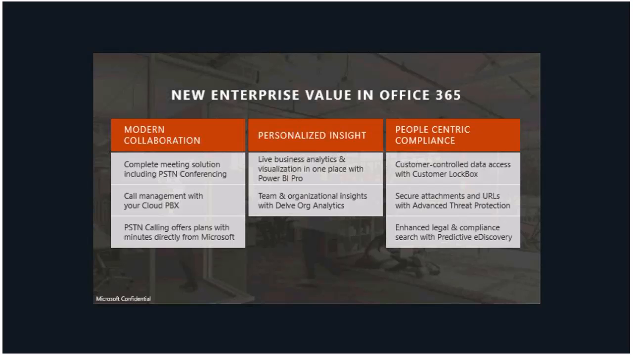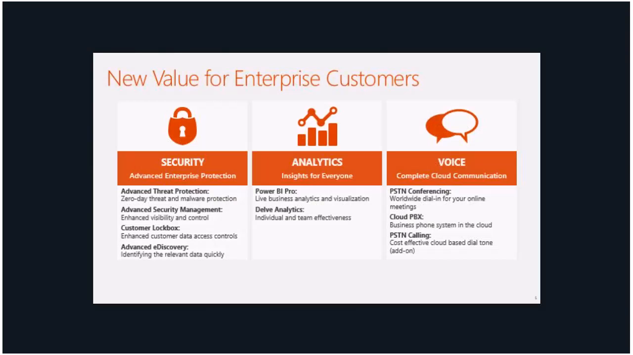But these are really the values that we're looking at and adding into E5. So again, when we think about security, we're adding advanced threat protection. Advanced threat protection is zero-day threat malware protection, real-time click. It takes that email, that link, loads it in a VM to make sure that website isn't trying to do anything bad, or that piece of content isn't trying to do anything bad.